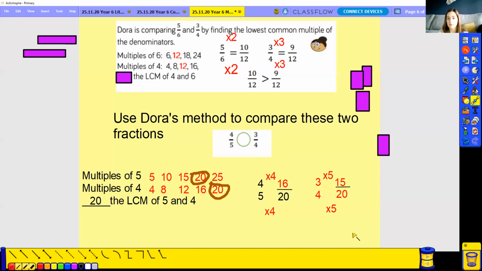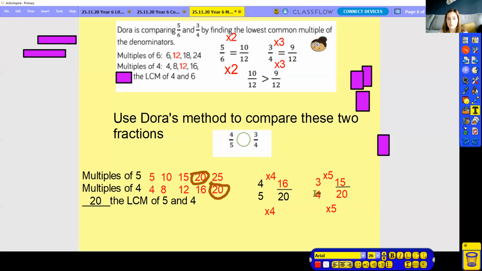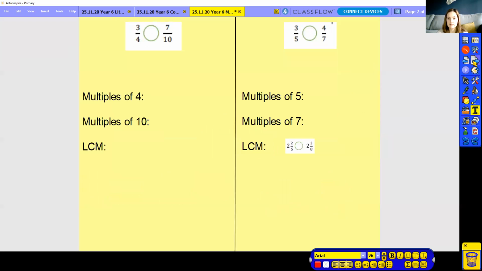So we've got 16 over 20 or 15 over 20. We need to put either a greater than or less than sign. Which is the larger fraction? Well, 16 over 20 is the larger one, which was 4/5. So we're going to put the greater than sign. So 4/5 is greater than 3/4. Good. Right, let's move on to the next part.